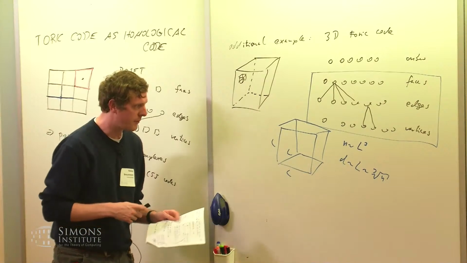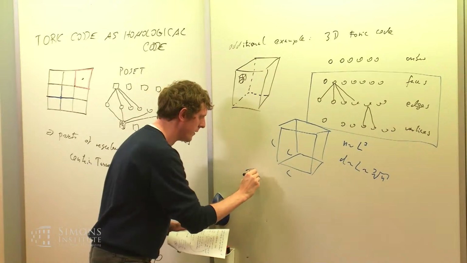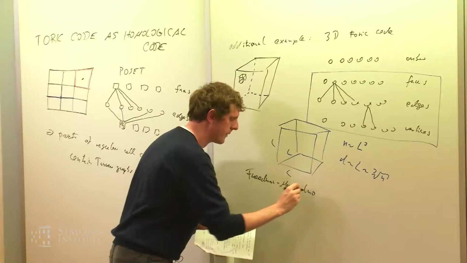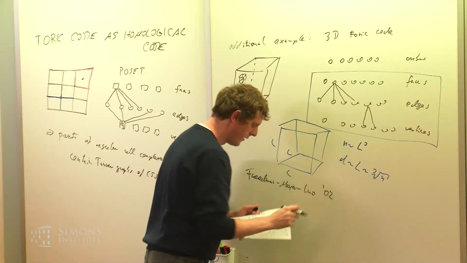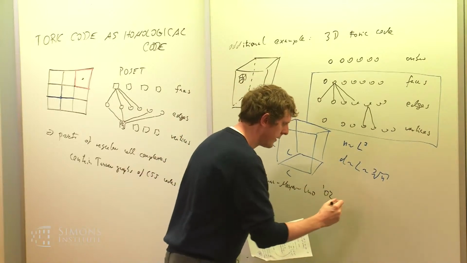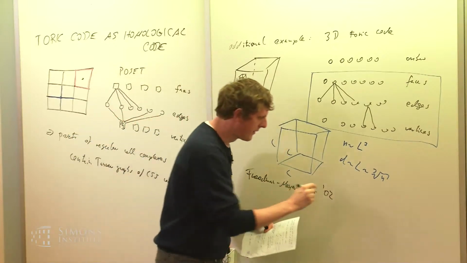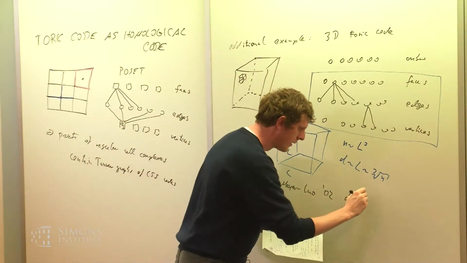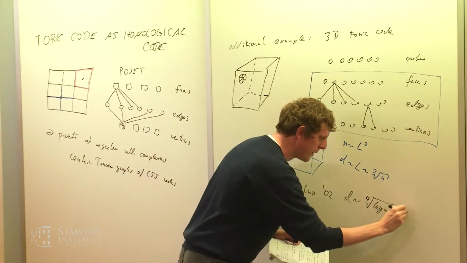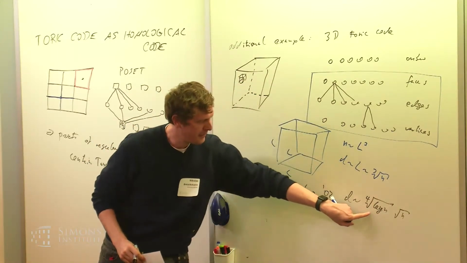However, using a much more complicated construction, it was shown in 2002 by Freedman, Meyer, and Luo, like 5 years after Kitaev, that we can construct a manifold different from the 3D torus and different from the 2D torus, such that the distance is the 4th root of log n times the square root of n. So we beat the toric code by a 4th root of a log.